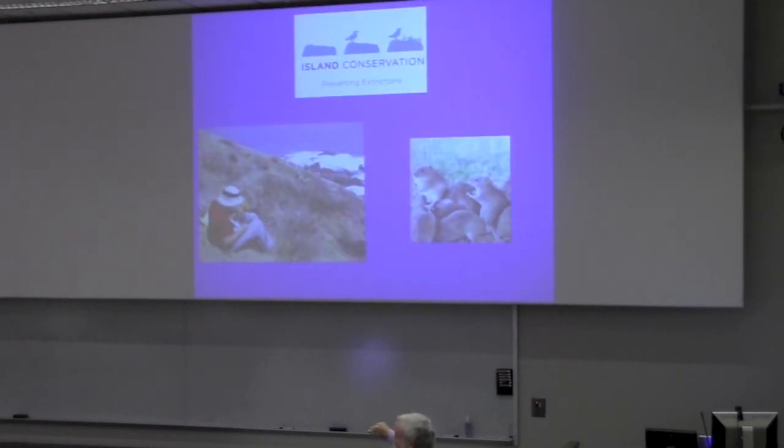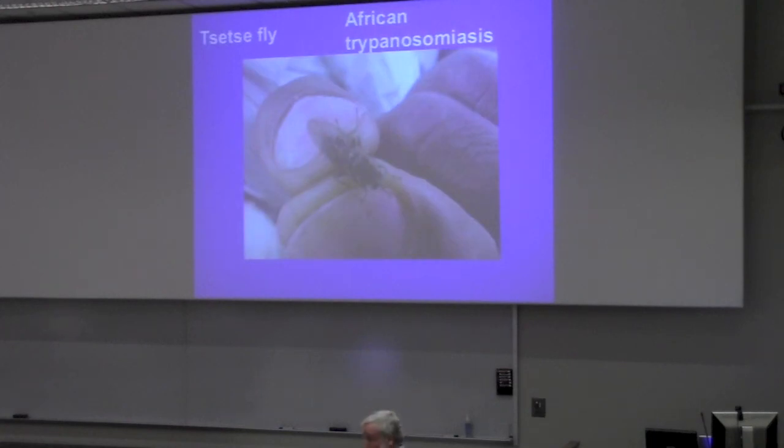We're working with Island Conservation. One of the things on islands that's a real problem are mice and rats that actually decrease bird biodiversity on islands. And they get rid of these mice, cause extinctions, by flying helicopters over the islands and dropping rat poison. It's successful, but it's very controversial. Tsetse fly is my counterexample in a way.